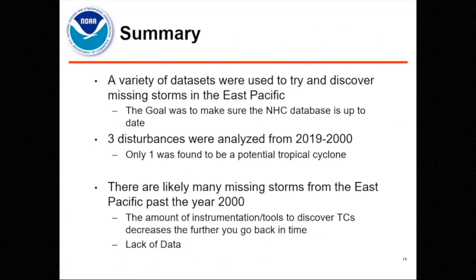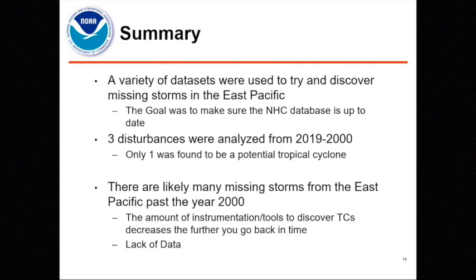So in summary, a variety of data sets were used to try and discover the missing storms in the East Pacific. The goal is to make sure that the National Hurricane Center database is up to date, and I think it is for 2019 to 2000. But only 3 disturbances were analyzed from 2019 to 2000. Only one of these was found to be a potential tropical cyclone. And this was honestly like looking for a needle in a haystack. It was very, very hard to find good candidates to analyze.